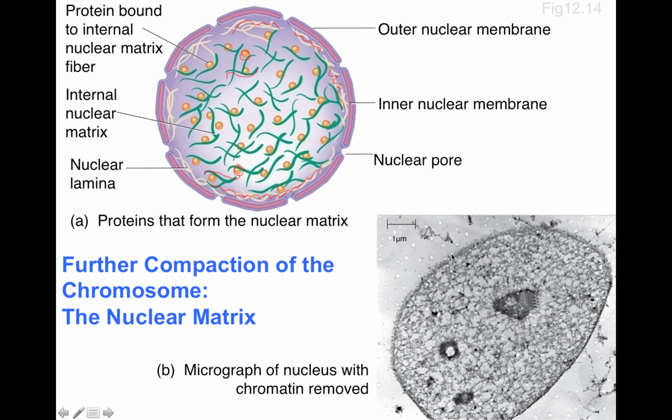This is an actual electron micrograph of a nucleus that has all its DNA removed. All the chromatin has been removed. And it's not empty. It has this matrix of proteins all around the inside. It looks a little bit like a sponge. This web of proteins still exists inside the nucleus, even if you take out all the DNA and the proteins that are bound to the DNA, like the nucleosomes.